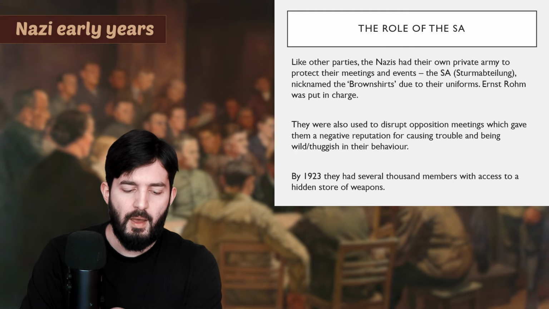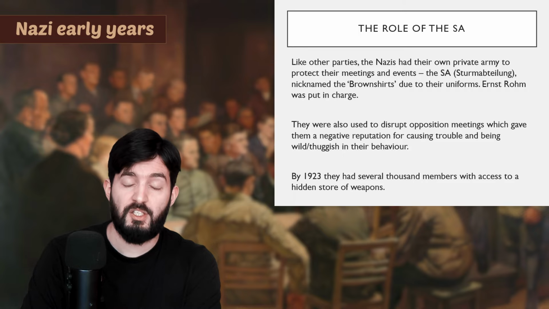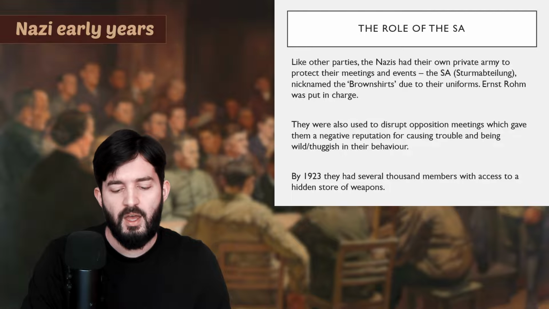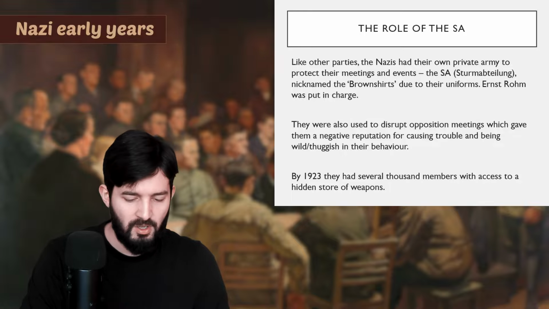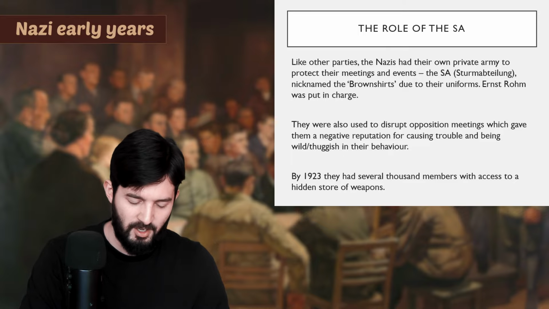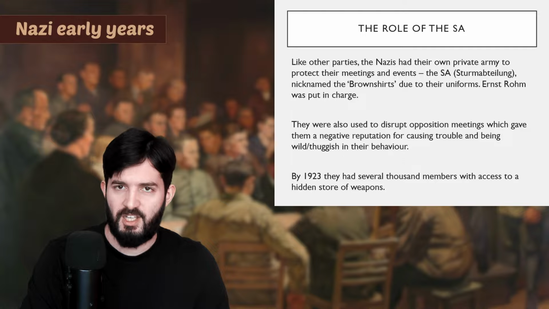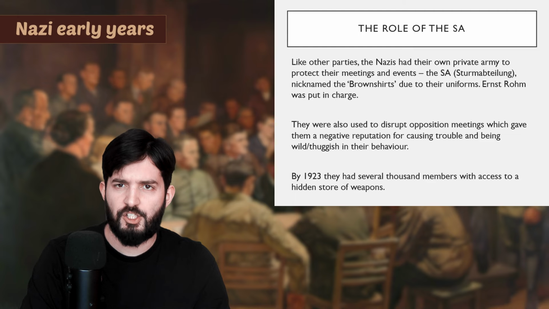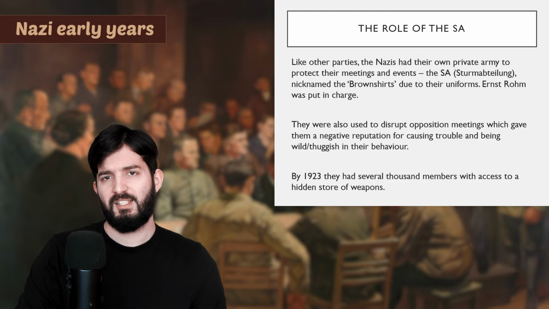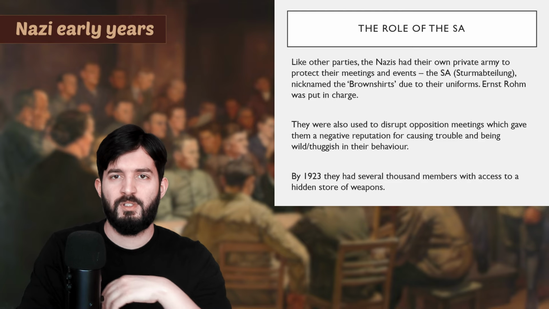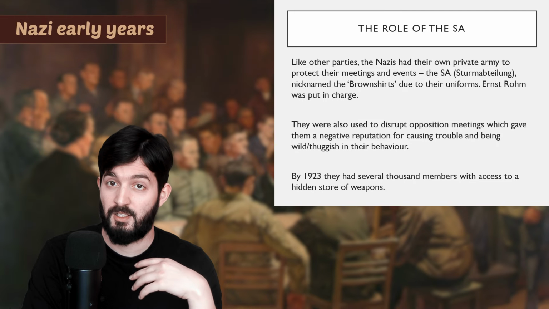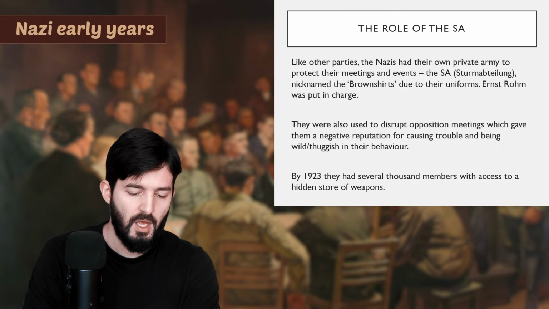In addition, by 1923, the Nazis also have their own private militia or army called the SA, the Sturmabteilung. A terrible German pronunciation, ignore it, but we're going to call them just the SA. They are also nicknamed sometimes the brown shirts due to their uniforms. So the SA are the brown shirts because of the brown uniforms. The SS later on are referred to sometimes colloquially as the black shirts because they wear black uniforms.